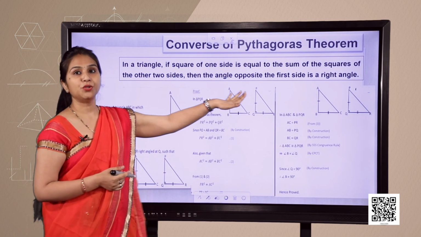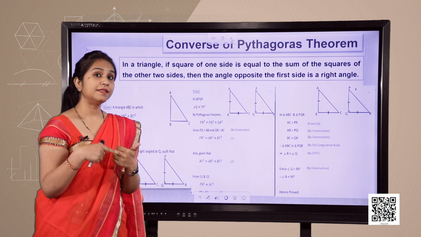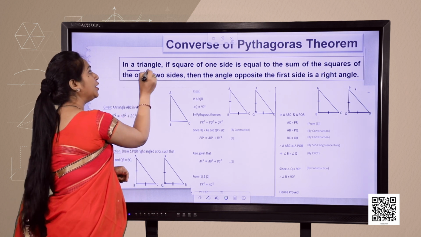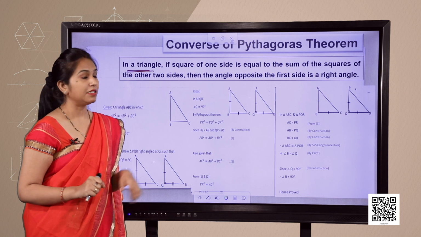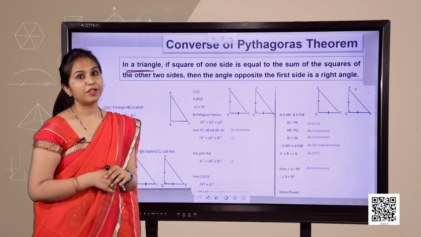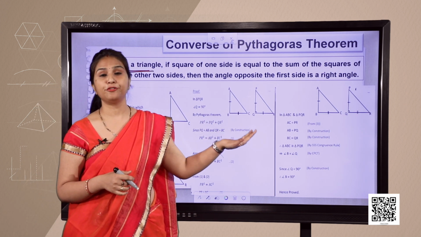So, as I told you, converse means in a triangle. Remember, in case of Pythagoras, the term they are using is in a right angle triangle, and here they are only using the term in a triangle. In a triangle, if square of one side is equals to sum of the square of other two sides, you have to show that the triangle is a right angle triangle. That is what we have to prove in converse. So, now we are going to do this in few steps.